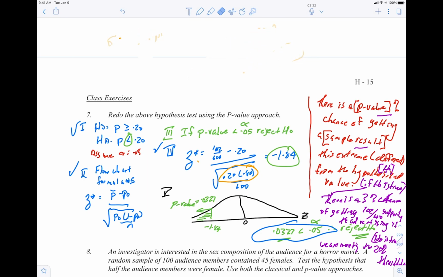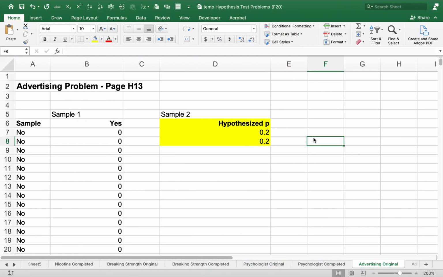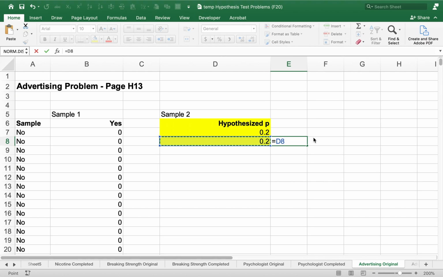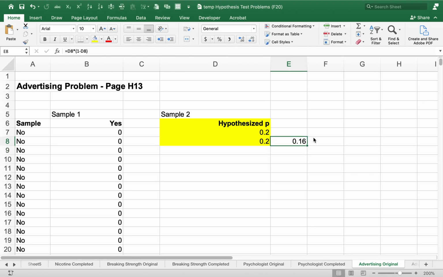But the important thing to remember here is when you are asked for the variance, you put in p naught times 1 minus p naught. So in our particular case, it's going to be 0.2 times 1 minus 0.2, and that'll be 0.16, right? 0.2 times 0.8. So let's go now and do this.